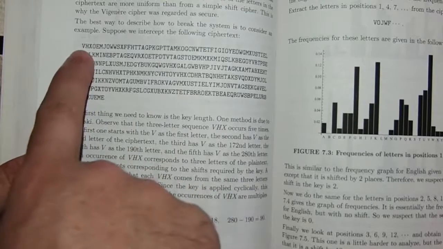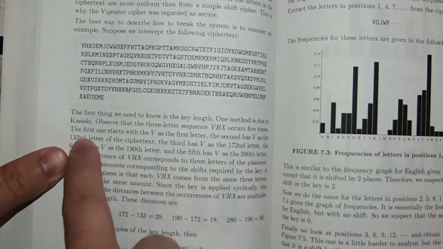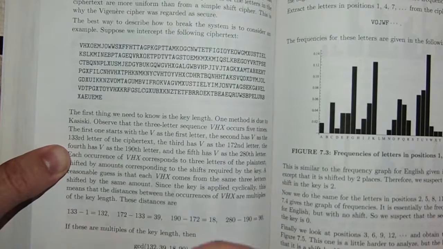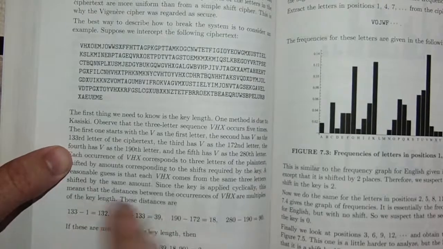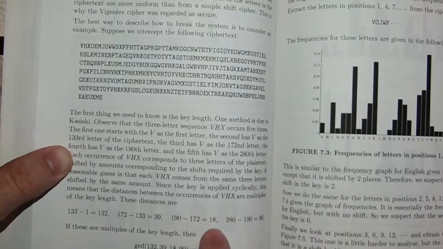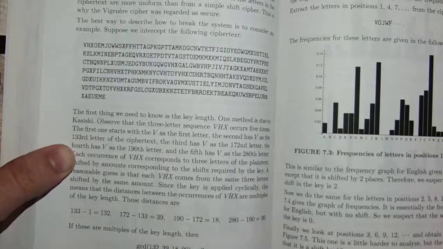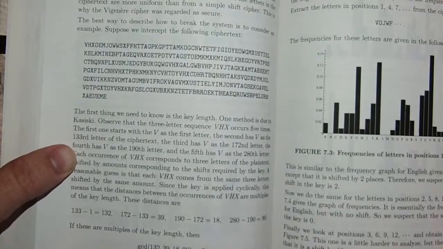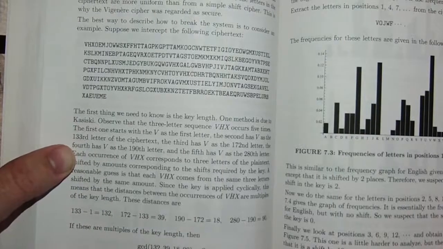The first VHX happens immediately. There it is, VHX. The next one's at the 133rd letter. So 133 minus 1, that's the distance from the first occurrence of VHX to the next one. So 133 minus 1 is 132. Between the next two, it's 172 minus 133. That's 39. The next pair is 190 minus 172. That's 18. And the last pair is 280 minus 190. That's 90. So if all those are multiples of the key length, then the GCD of those 4 numbers has to be a multiple of the key length, and the GCD is 3, so it's reasonable to guess that the key length is 3.